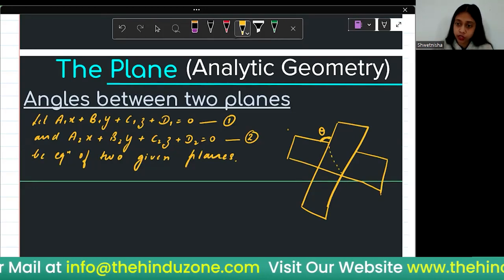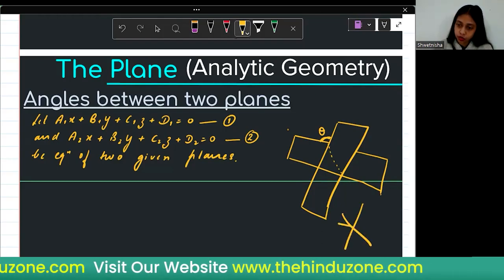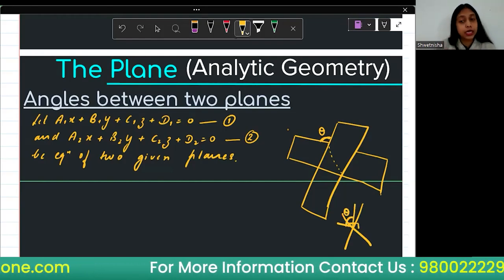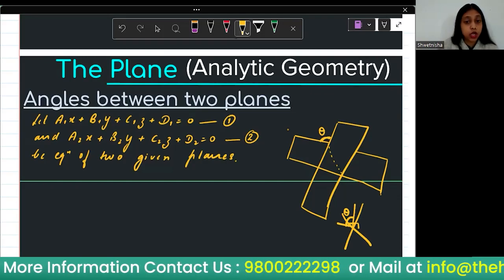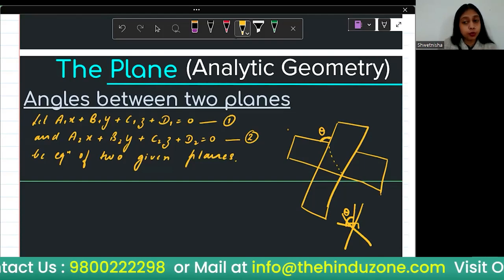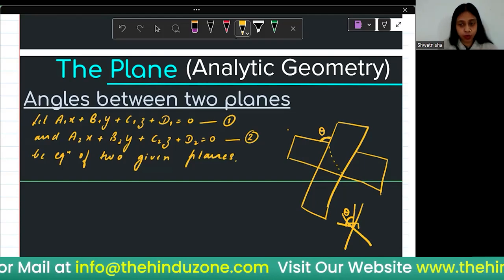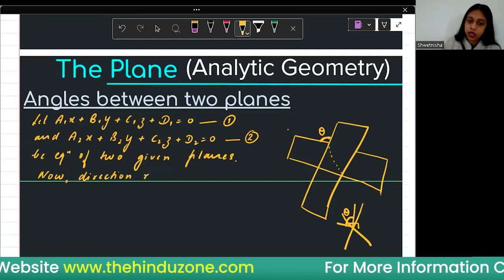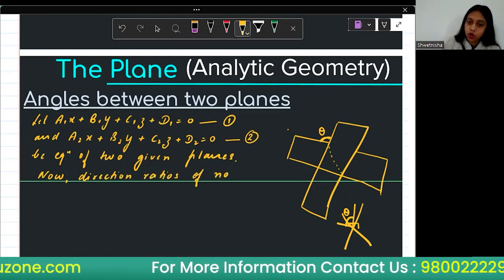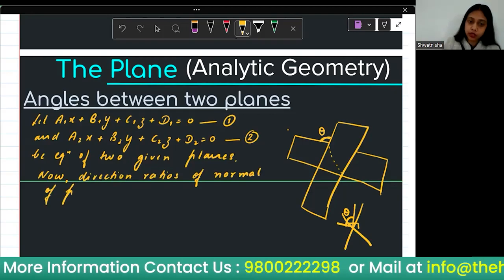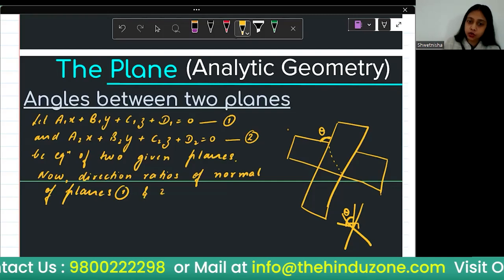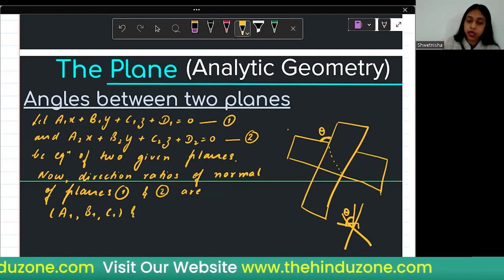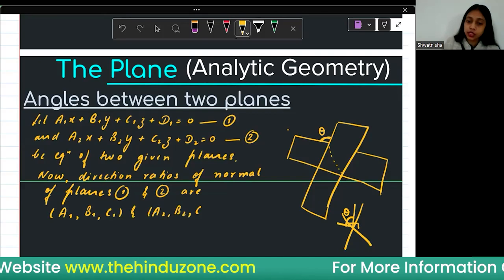Because if I draw a normal to each, these are the two planes, and we draw a normal. This is 90 degrees to the first plane. This is 90 degrees to the second plane, and the angle between those normals is equal to the angle between the planes. So in order to find the angle between the two planes, I'll find the angle between the normals of the two planes. So we say now, direction ratios of normals. What are the direction ratios of the normals of the planes? The normals of planes 1 and 2 are just the coefficients of x, y, z. So it is a1, b1, c1, and a2, b2, c2, respectively.